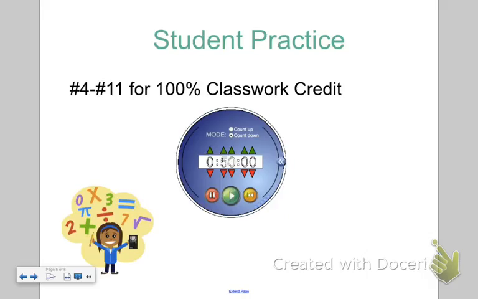For today's classwork, you have 50 minutes to complete numbers 4 through 11 for full classwork credit. The remainder of the handout will be done for homework. If you finish everything in class, you receive extra credit for classwork and for homework.